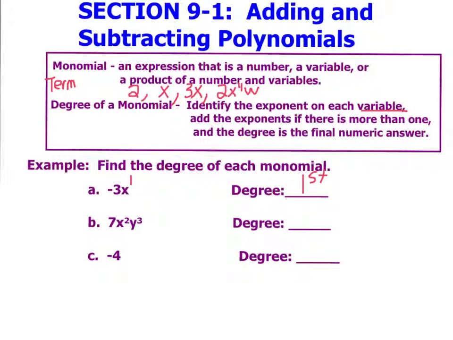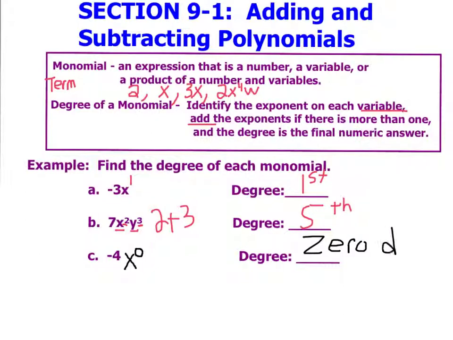Alright, on my next monomial, I have 7 multiplied to x squared y to the third. So I'm going to look at the exponent on the x and the y. So I have an exponent of 2 here, and I have an exponent of 3 here. So I do add them. So this is a fifth degree monomial. The last one is a constant. It has no variable, but remember, there is a variable. It's invisible, and it's right there. So this would be a 0 degree monomial.